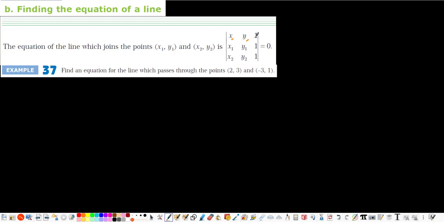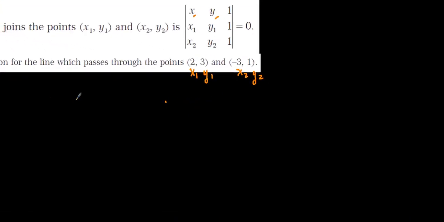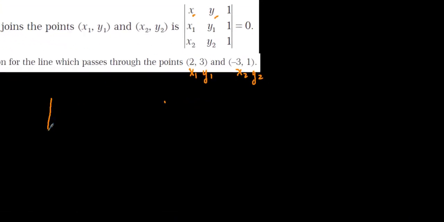So x and y are variables, we are always going to write them as x and y. x1, y1 will change with respect to the question's givens. If you are looking for the equation of this line, we are going to say this is x1, y1, and this is x2, y2. Then if we write the formula here it's going to be like x, y, 1, then this is 2, 3, 1, and this is minus 3, 1, and 1 it has to be.